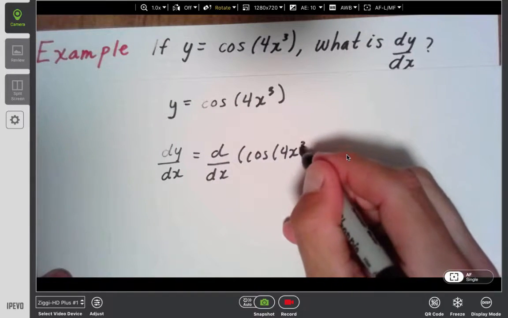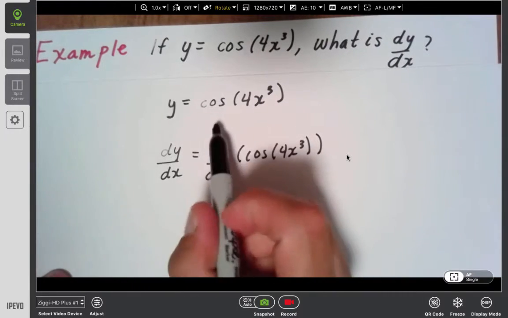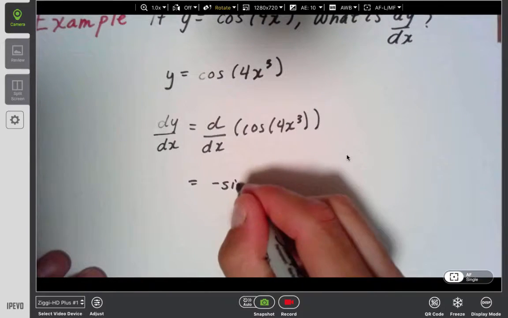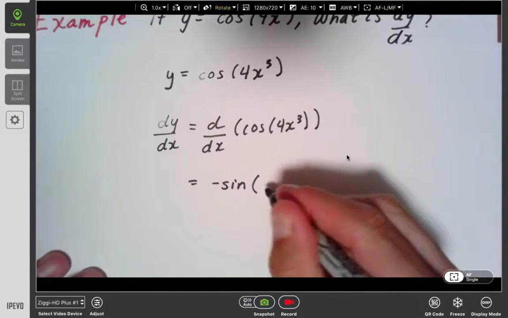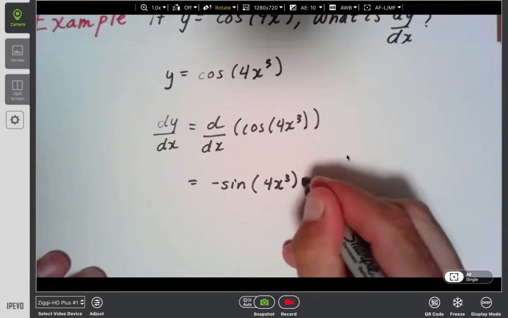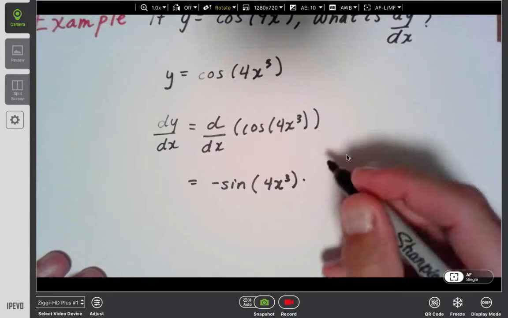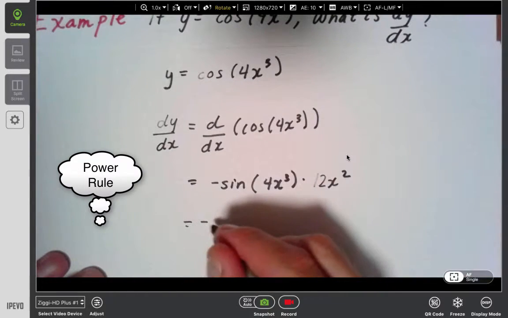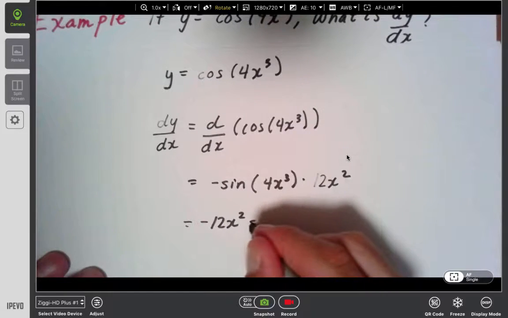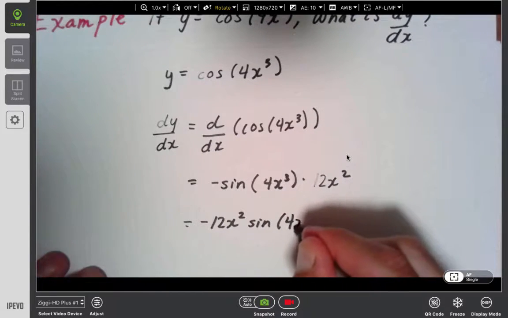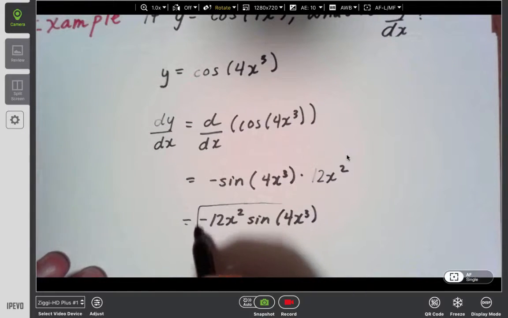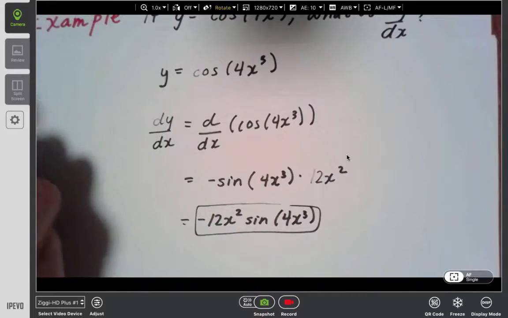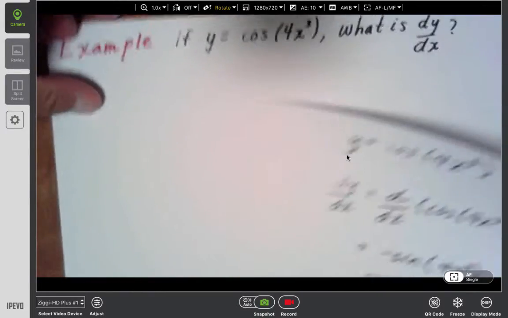Now, what I'm going to do is take the derivative of the outside. The derivative of the cosine function is negative sine. So I say negative sine, there's the derivative of the outside, times the inside, times the derivative of the inside. The derivative of 4x cubed is 12x squared. It's the power rule. So now I can simplify this. I'll bring the negative 12x squared to the left, times sine of 4x cubed. And there is my derivative using the chain rule. So not terrible, okay? That's our first example, and they get a little more complicated, so let's look at some more examples.